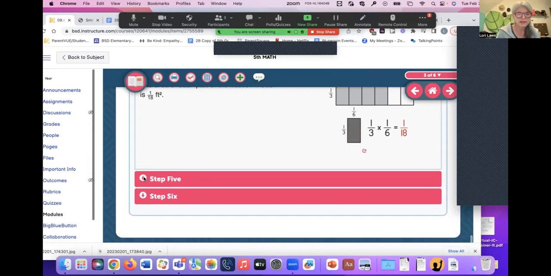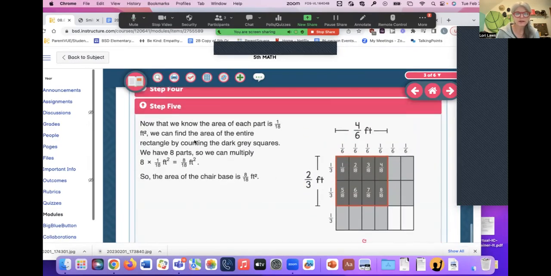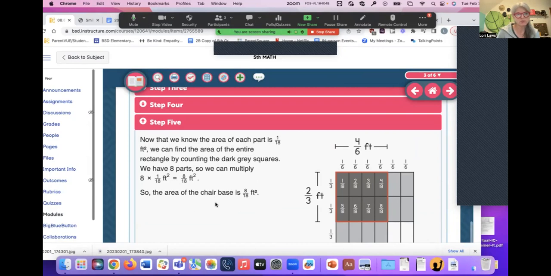All right. Step 5. Now that we know the area of each part is 1/18, we can find the entire area of the rectangle by counting the dark gray squares, and we have 8 of those 18ths colored in.